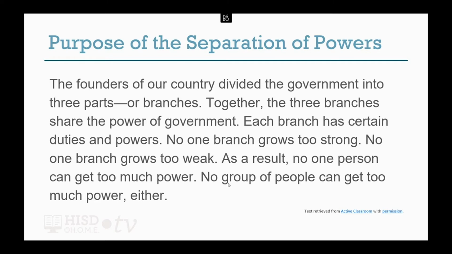Right. So the question is, why did the framers of the Constitution include separation of powers in the document or in our government? Take a moment and try to find the answer in this reading.